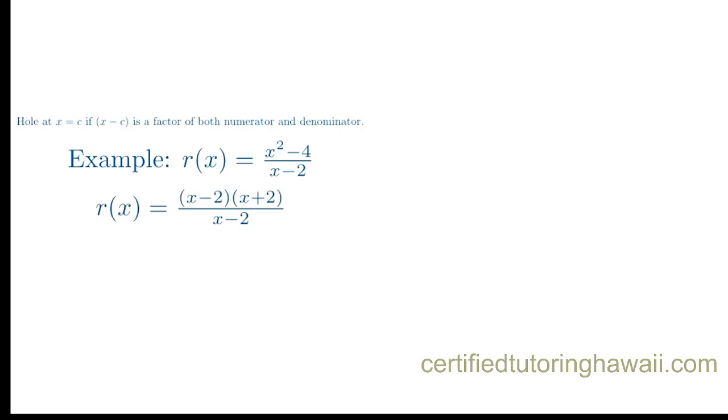Now, we look for common factors. As you can see, both the numerator and the denominator have the factor x minus 2. Because this factor appears in both the numerator and denominator, it indicates that there is a hole in the graph at the value of x that makes this factor 0. In this case, that's x equals 2. So, we've determined there is a hole at x equals 2. We've achieved our first objective.